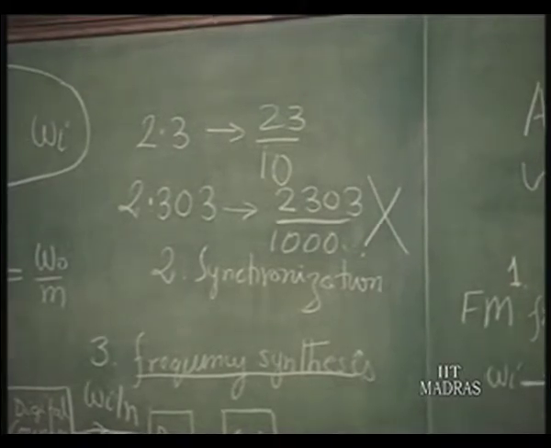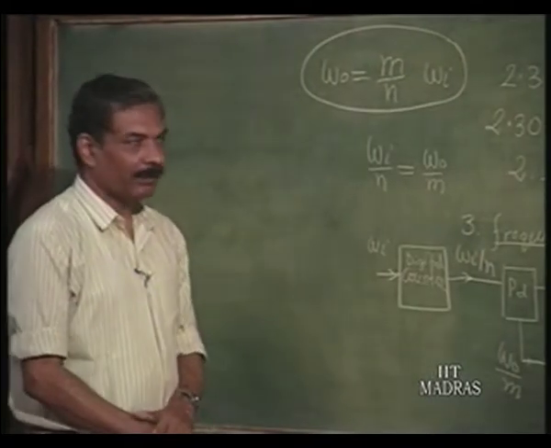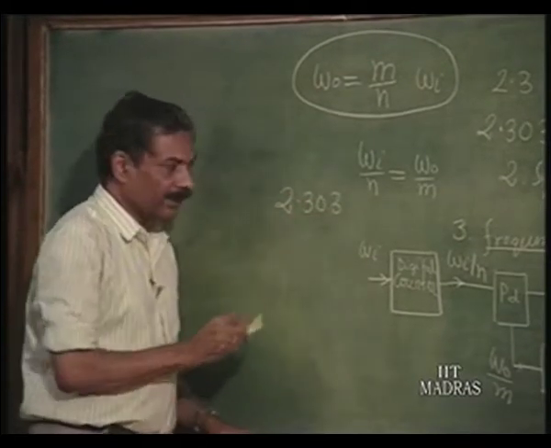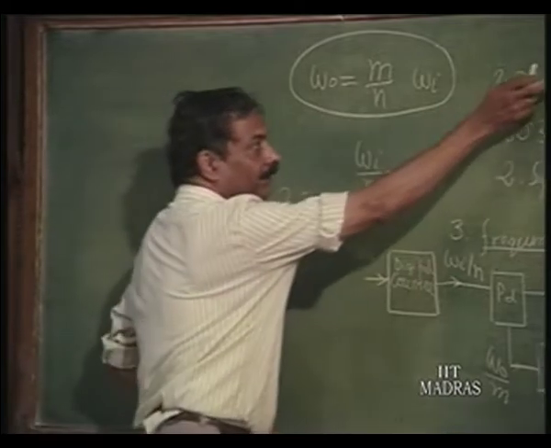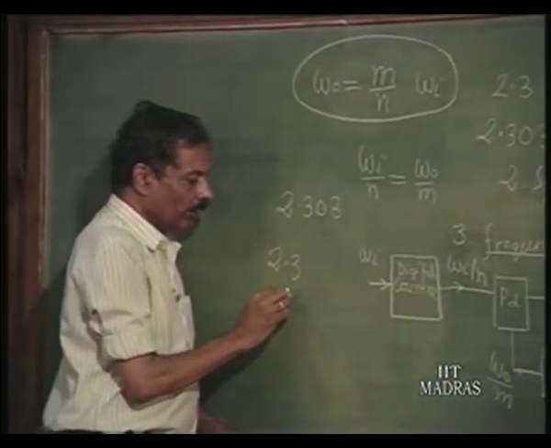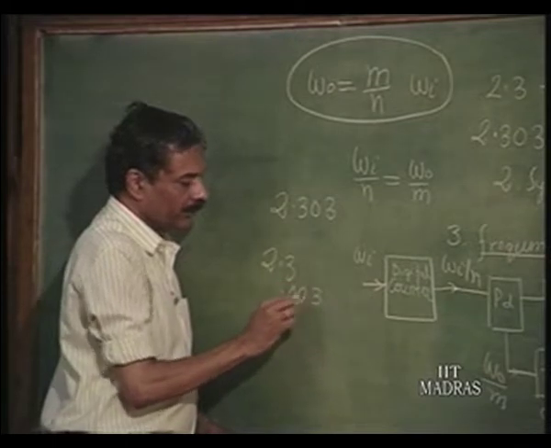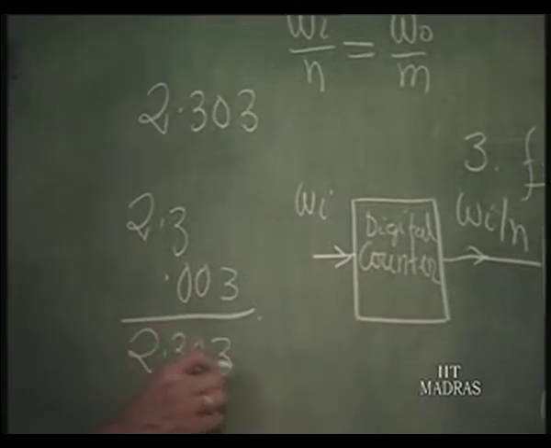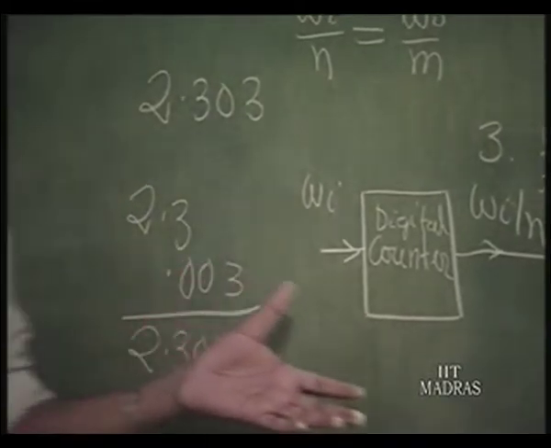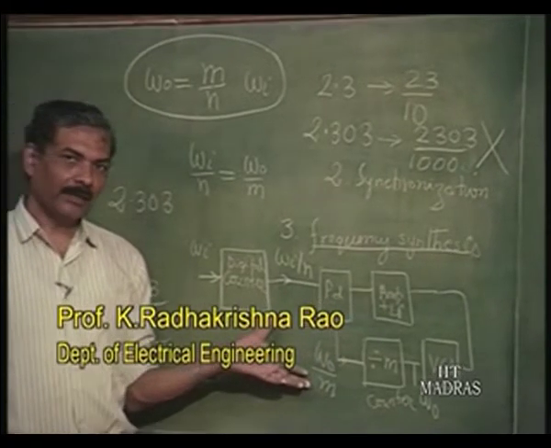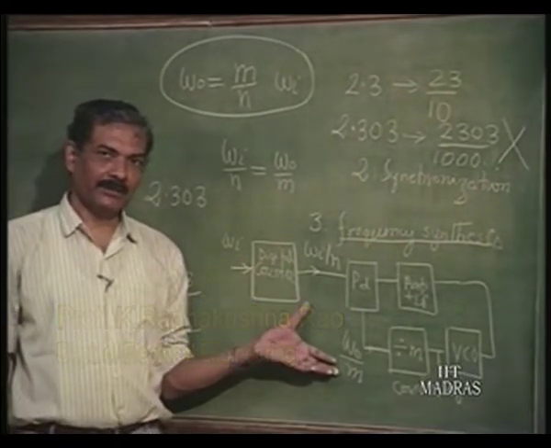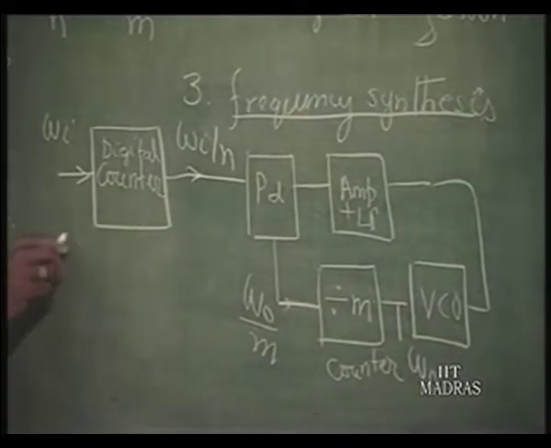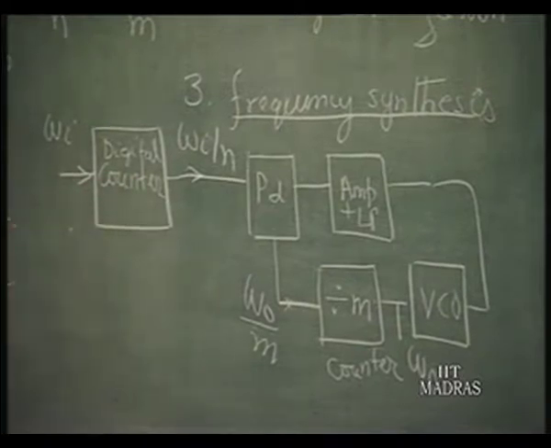So, how to do this? That means, the given problem is I have to get 2.303. One way is I can get 2.3 just as I got it here, and add 0.003 to it. So, this will be 2.303. So, apart from obtaining a multiplier divider arrangement for the frequency, you have to also do what is called frequency translation. This is called frequency multiplication and division.